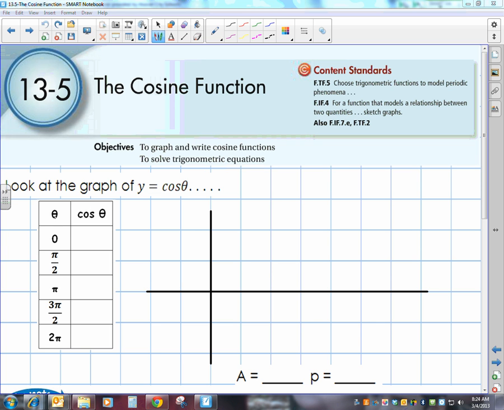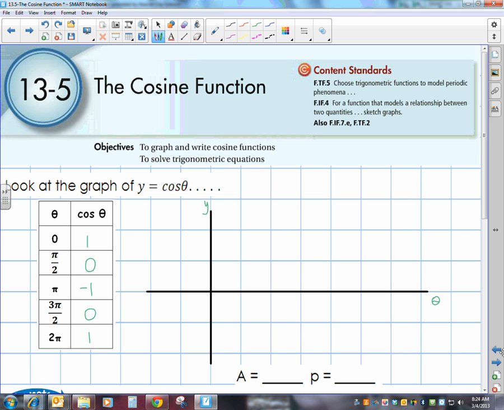So if theta is equal to 0, then the cosine of theta is 1. If theta is pi over 2, the cosine of pi over 2 is 0. Cosine of pi is negative 1. Cosine of 3 pi over 2, excuse me, is 0. And the cosine of 2 pi is 1. So we're kind of back to where we started on the unit circle. But when we extend that circle or unwrap it onto the coordinate plane, this is what we got. This is our y-axis. This is our theta.